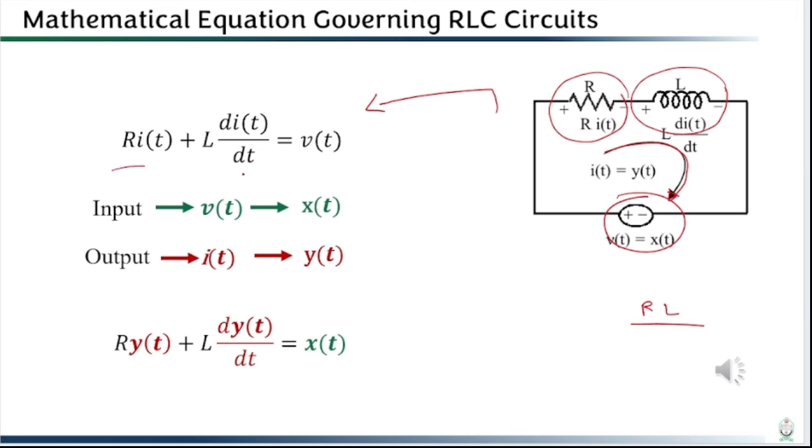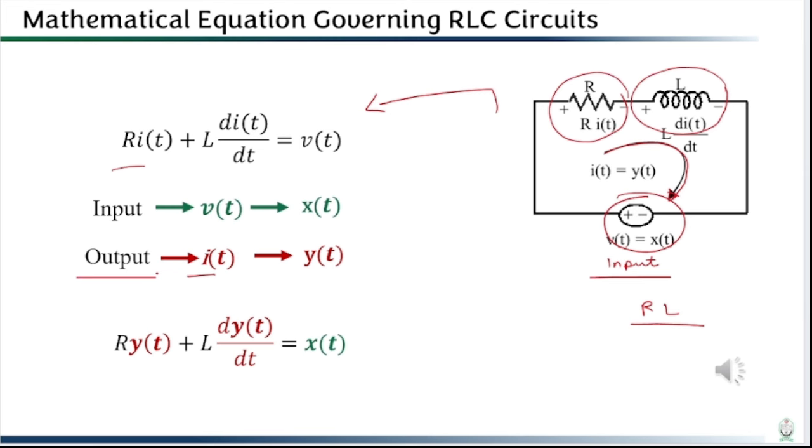Now, here in this circuit, we can see that the battery or the source that we have used can be considered as input, obviously. And another time varying entity that is involved with the circuit is the current. So we can consider that current is our output.